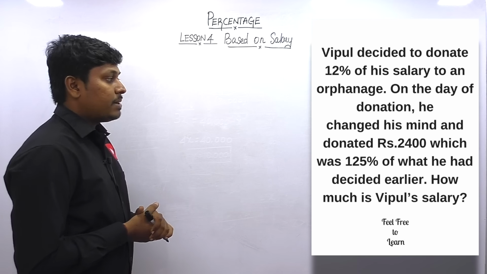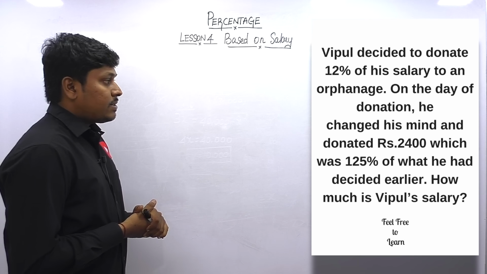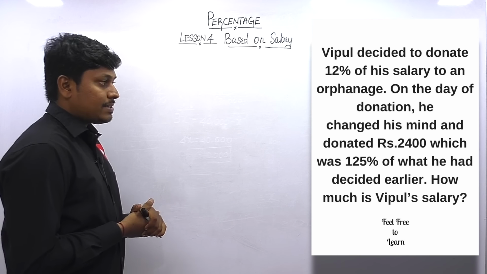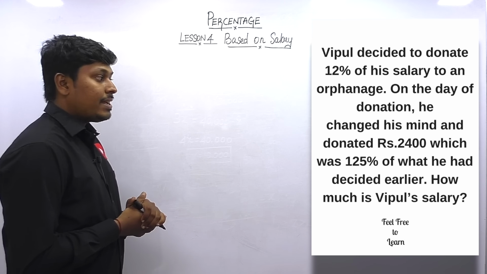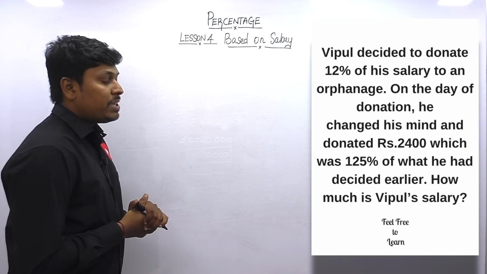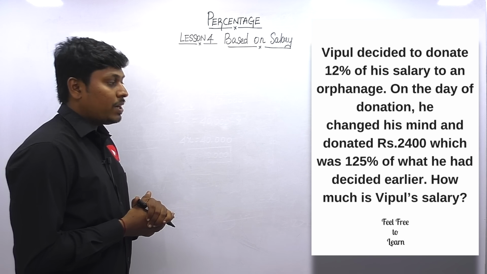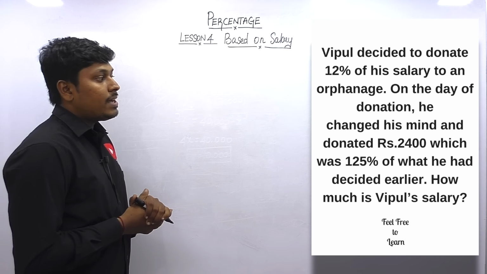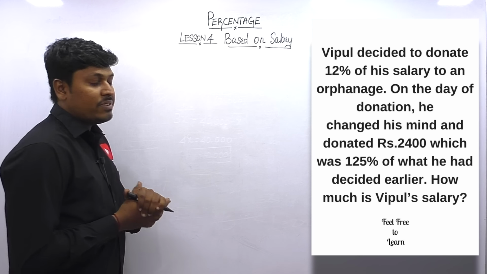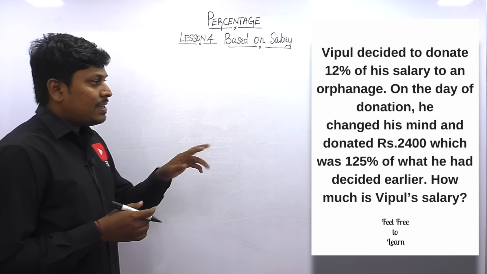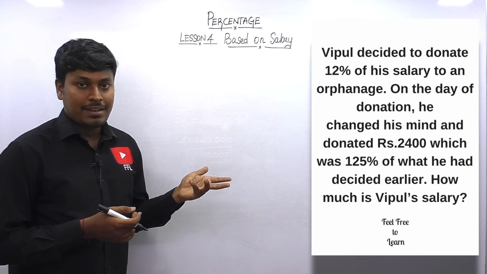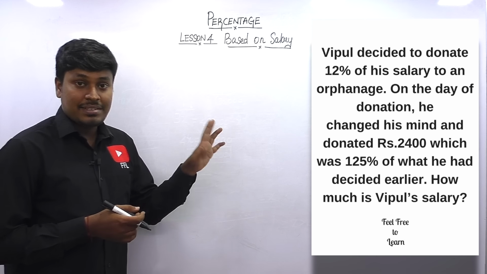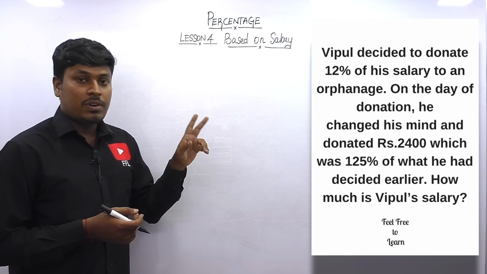So now once you cancel this, finally you got X is equal to 10,000, which is the salary of person A. Question number 10. Vipul decided to donate 12% of his salary to an orphanage. On the day of donation, he changed his mind and donated rupees 2,400, which was 125% of what he had decided earlier. So how much is Vipul's salary? Listen here, these questions are repeatedly seen in many competitive exams again and again. What is the data they have given? Interesting question. Our target is to find Vipul's salary.